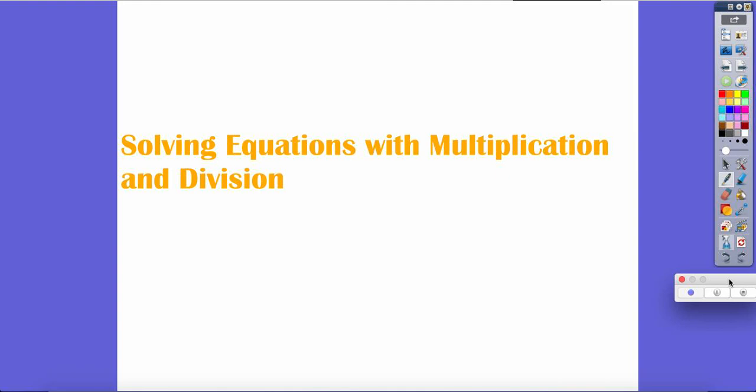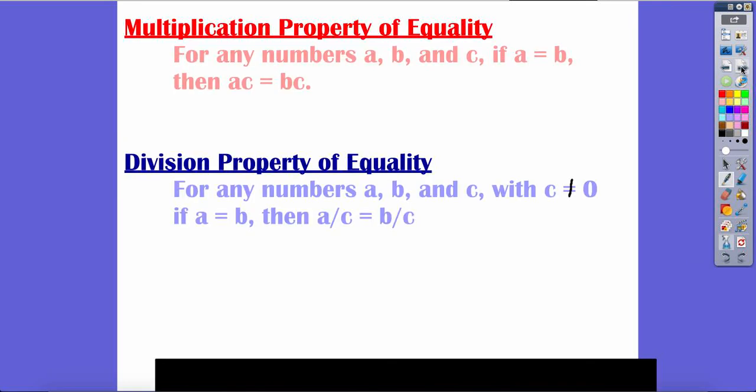We're talking about solving equations this time with multiplication and division. So this is still one-step solving. There might be a couple that have two steps, and we'll talk about those if they have a fraction. So we're talking about the multiplication property of equality and the division property of equality.